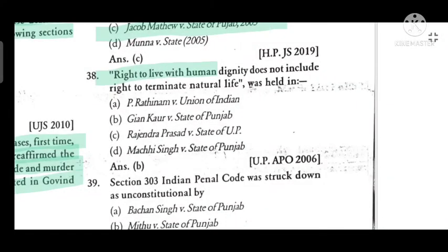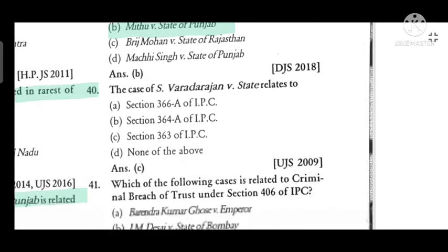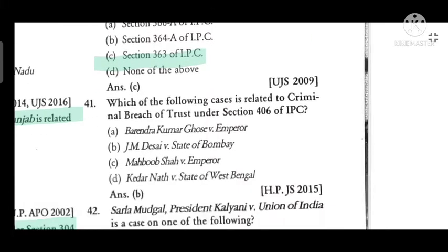Right to live with human dignity does not include the right to terminate natural life, as was held in Gian Kaur versus State of Punjab. Section 303 of IPC was struck down as unconstitutional in the case of Mithu Singh versus State of Punjab. The case of S. Varadarajan versus State related to Section 363 of IPC.